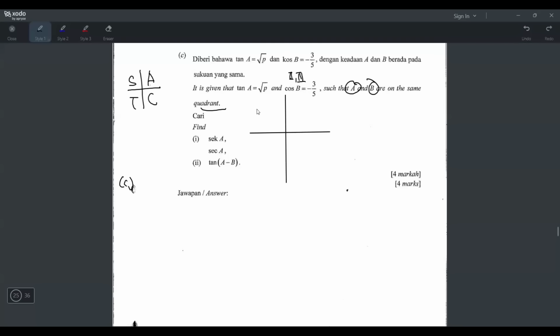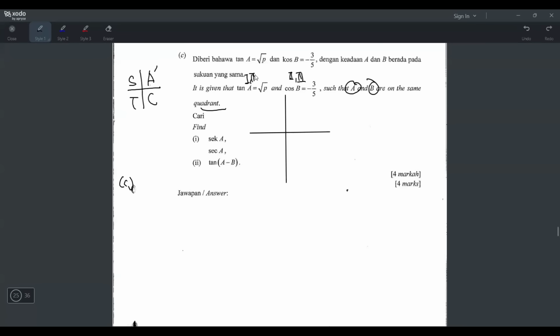Yeah, because P cannot be negative, because if P is negative, then square root of a negative will be a math error already, because you cannot square root a negative value, right? So I think we can all agree P is a positive number, and when you square root a positive number, automatically you get positive. So square root of a positive number is positive. So where is tangent positive? Quadrant 1 and quadrant 3, right?